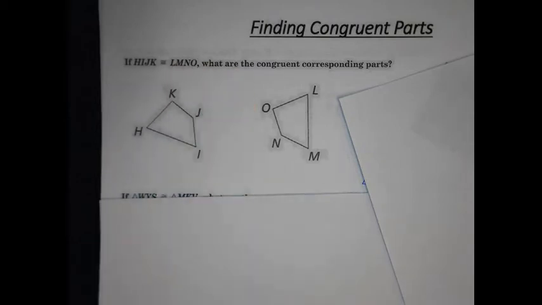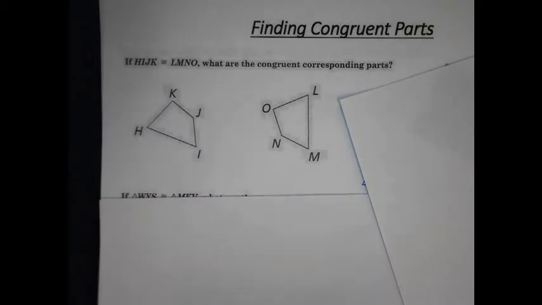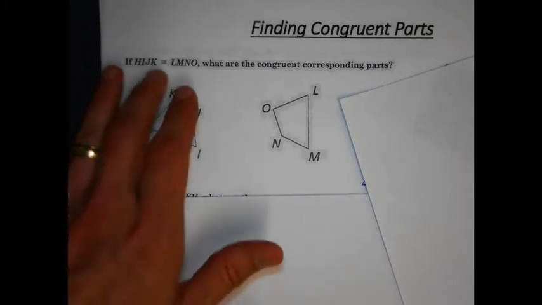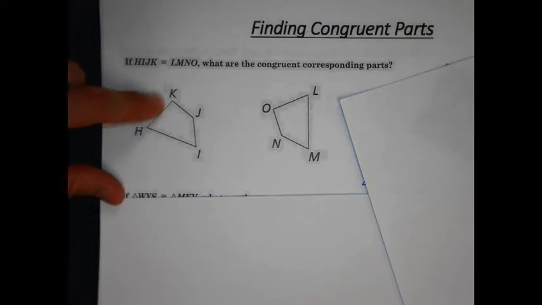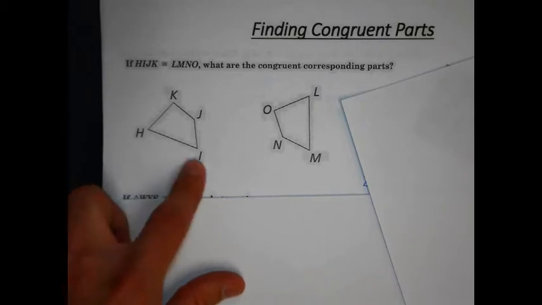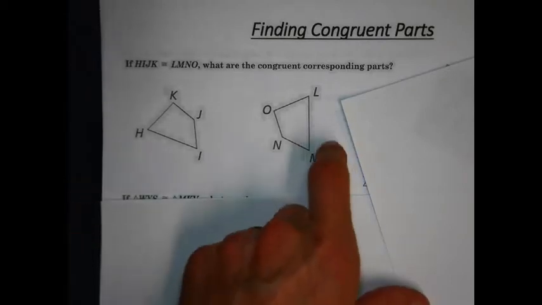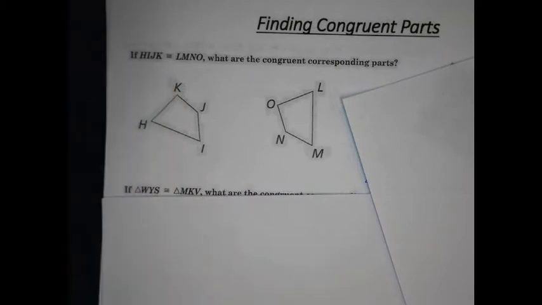Okay, so we have HIJK and LMNO. Now we have to figure out what corresponds. If they're congruent, these two shapes are totally congruent, we're telling you that, so what corresponds? First of all, let's look at the sides. HK is the long side, and over here is the long side. Then HI is like the base, and maybe this is like the base. And then it goes around here. It goes HIJK. So what is it congruent to? It's congruent to LMNO.